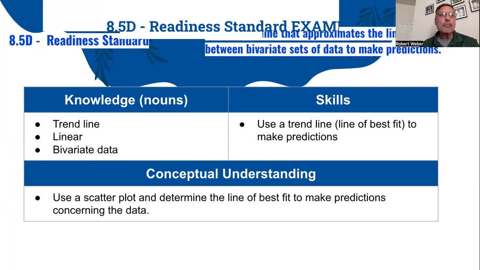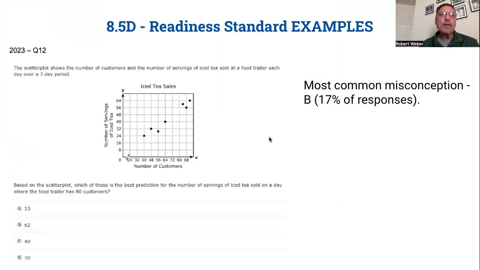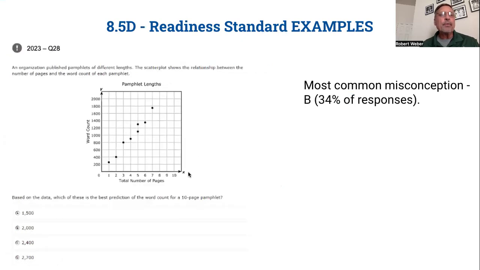8.5D, excuse me, there we go. So here's an example of the 2023 question that was asked on the STAAR. And you can see that B was the most common misconception in this one, using a scatter plot to make a prediction for the number of servings. Also 2023 question 28. I have not added 2024 yet, but I will as soon as it's available.